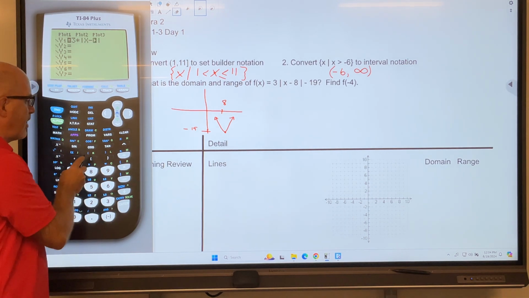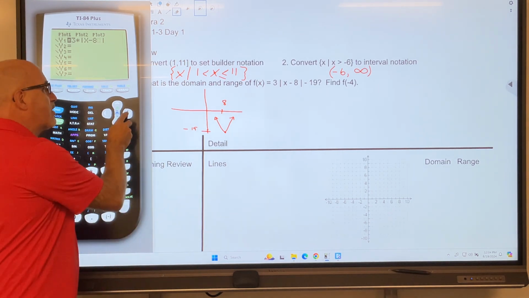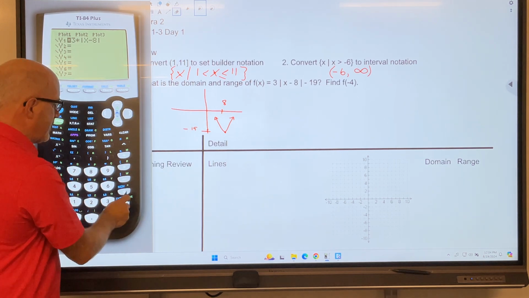Minus is over here, 8. Now I want to get out of the absolute value, so you hit the right arrow to get outside of it, and then we're going to put the minus 19.